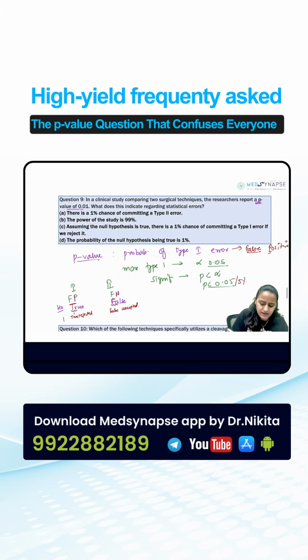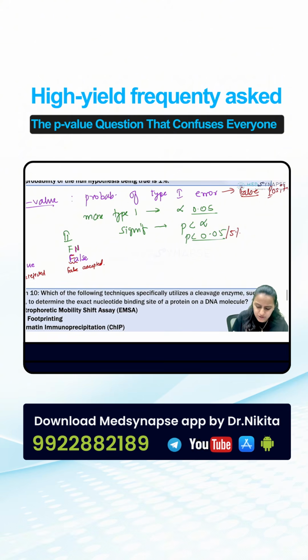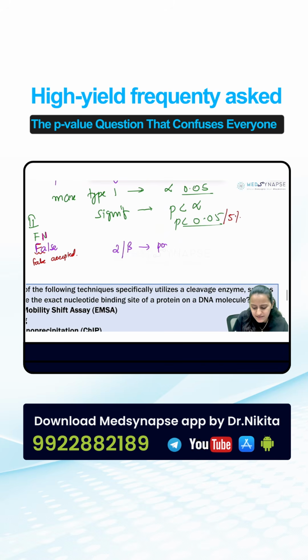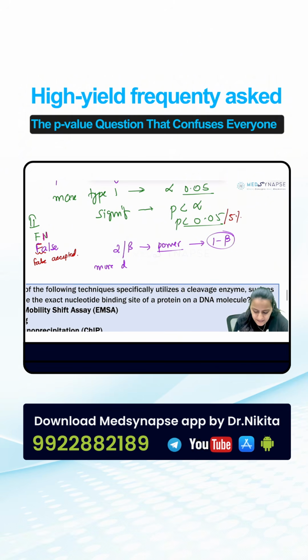And remember the type 2 error, which is beta. The type 2 error, which is beta, is related to the power of the study. The power of the study is given by 1 minus beta. For the power of the study to be more, the beta should be less, the type 2 error should be less. Which is more dangerous? Correct. More dangerous is type 1 error.